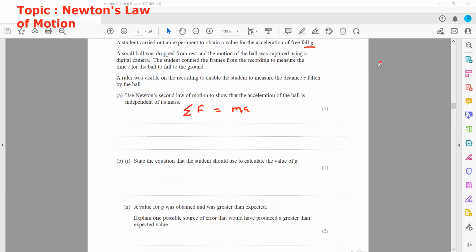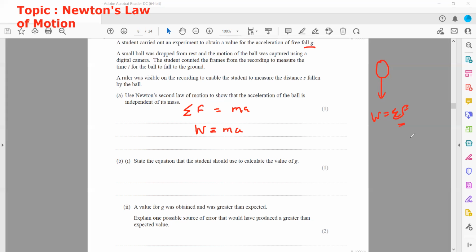And whenever there is a falling object without air resistance, the resultant force is equal to the weight of the object. So the force which is acting on the object is weight without air resistance. So we can say the resultant force will be equal to weight. So weight is equal to ma.